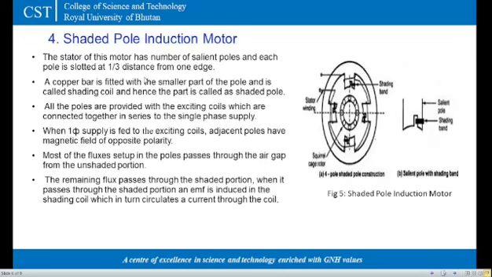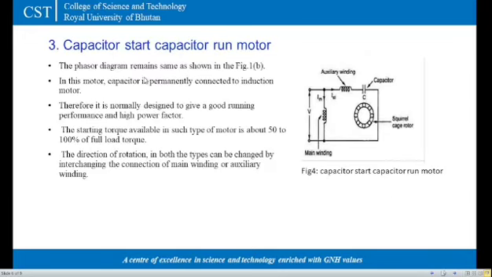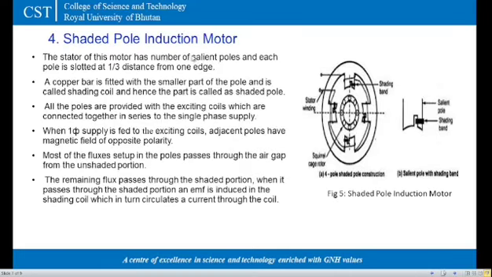Third type, we have the capacitor start capacitor run motor. This motor is similar to the capacitor start motor in working, except that the capacitor here is permanently connected to the induction motor. Since it is permanently connected, it is normally designed to give good running performance, hence it has a high power factor. The direction of rotation in both types can be changed by interchanging the auxiliary winding and the main winding. Next type we have is the shaded pole induction motor.